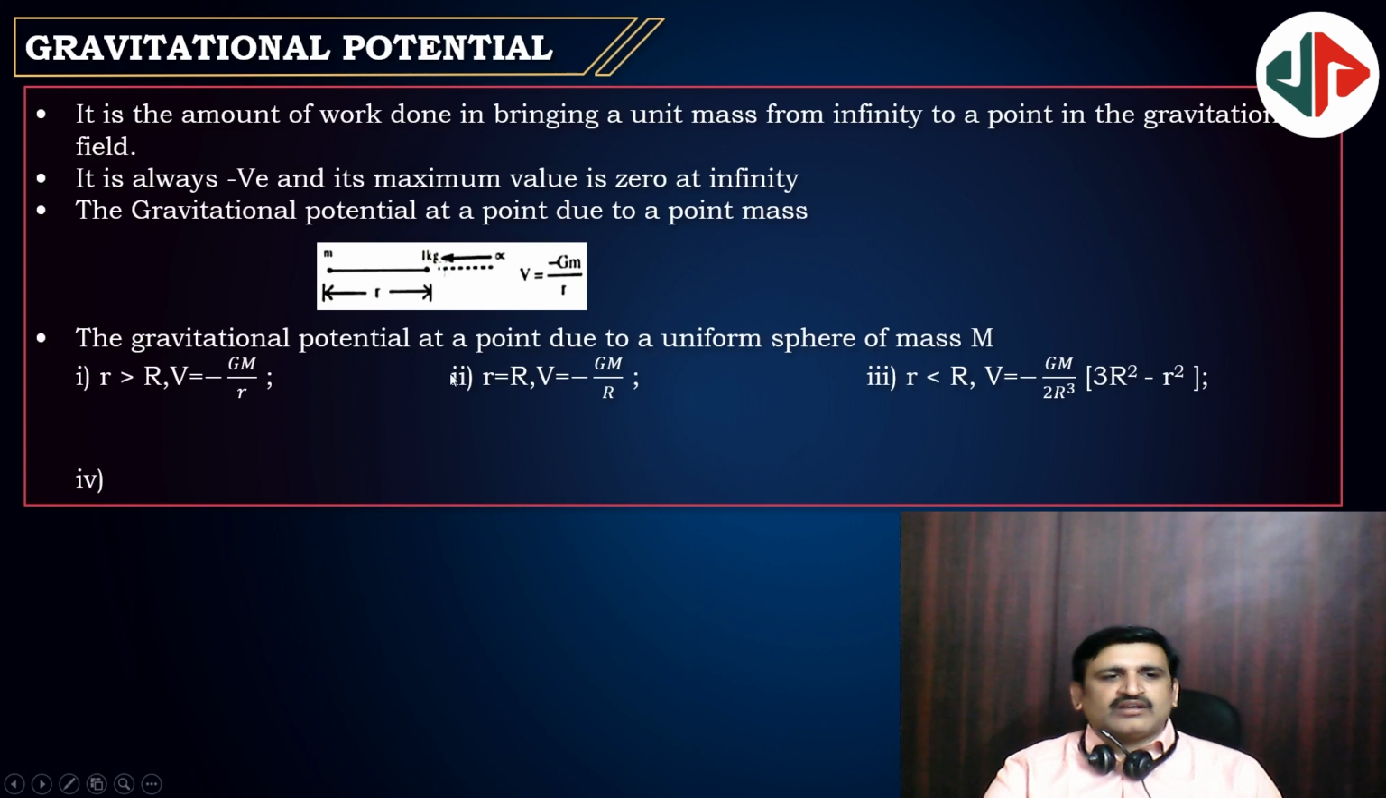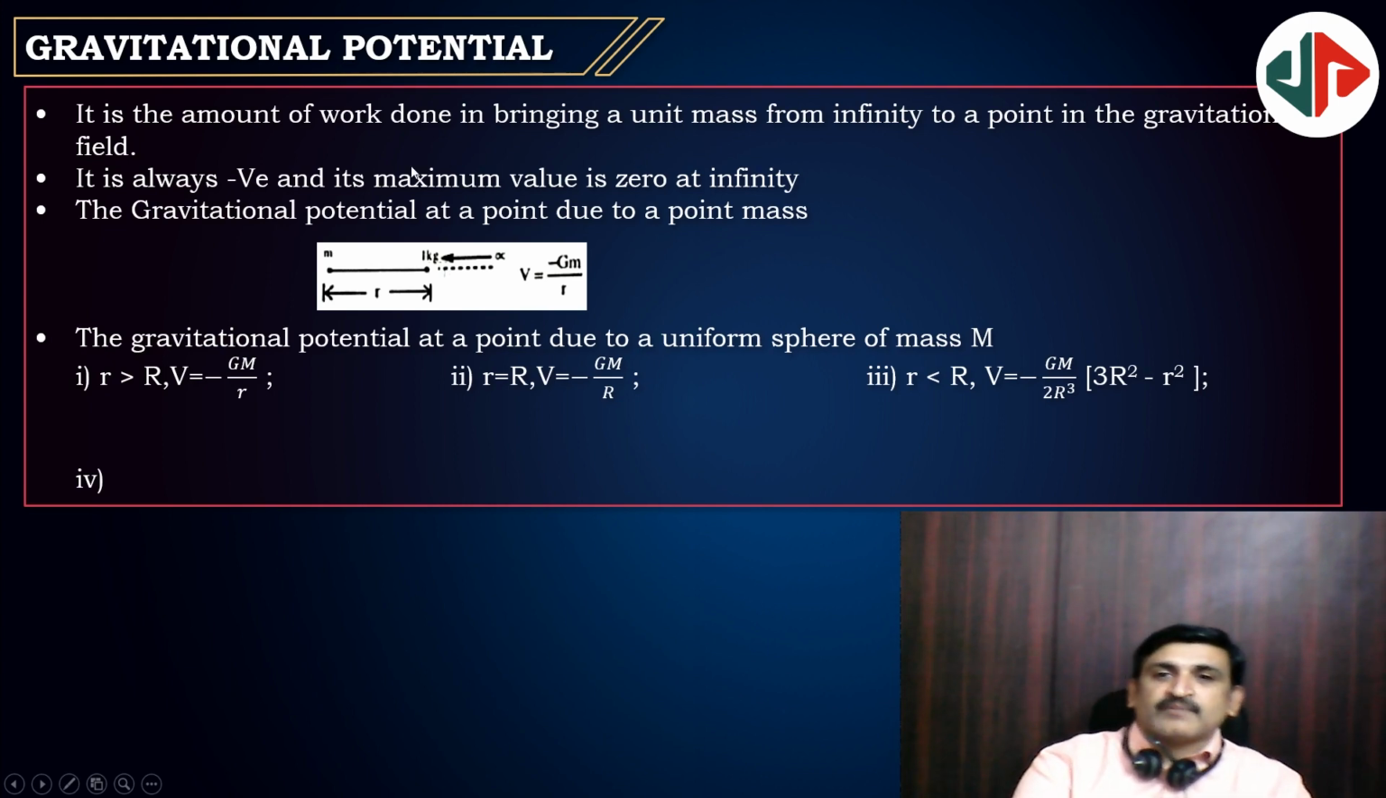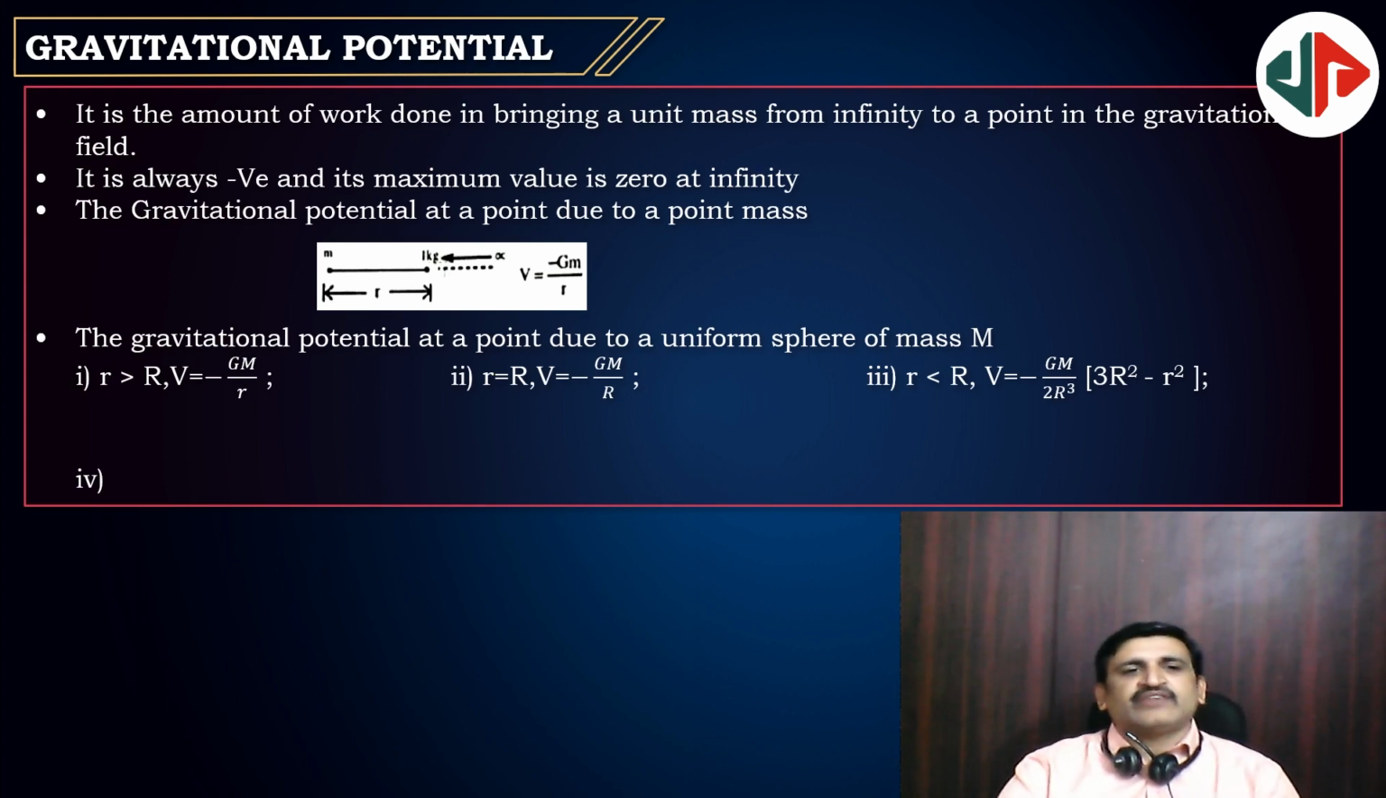Next, gravitational potential. The amount of work done in bringing unit mass from infinity to a point in the gravitational field is the gravitational potential. It is always negative because it comes automatically; you need not do any work. It only liberates work, negative work, that's why the potential is negative. The maximum value is 0 at infinity. Gravitational potential is maximum at infinity, that is 0.